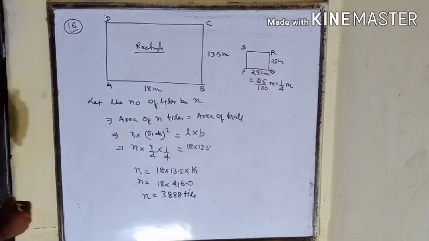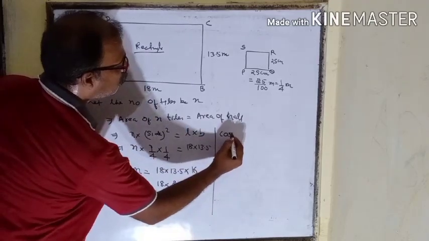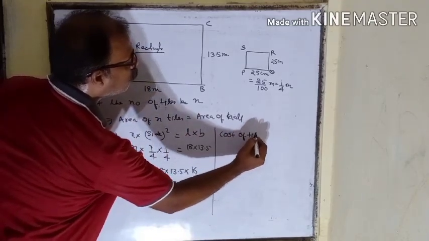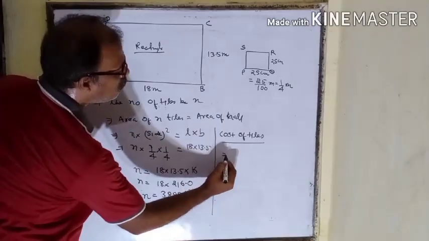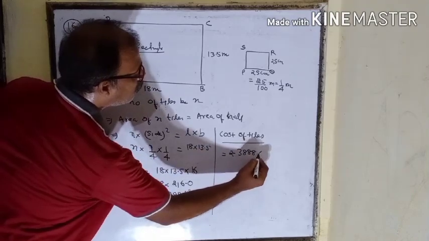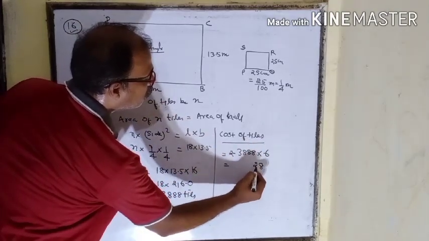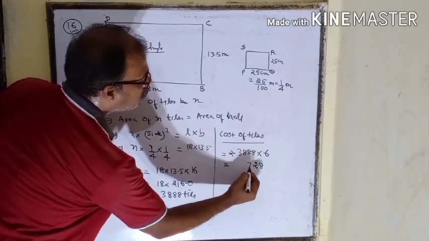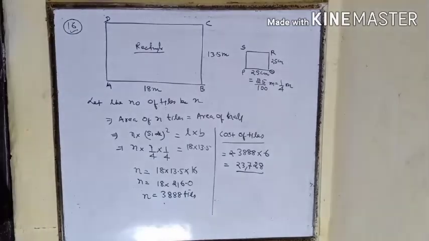In the second part, it is asked how much the cost will be. So if you have to find out the cost of tiles, in the book it is given the rate of tile is rupees 6. So the cost of tiles will be 3888 into 6. 6 8s are 48, and so on. 23,328 rupees will be your answer.